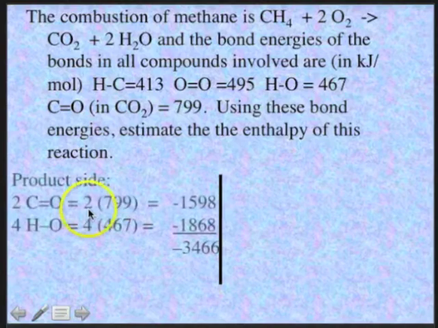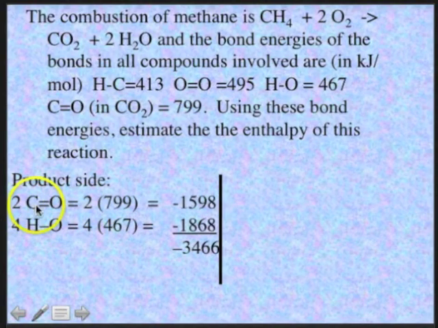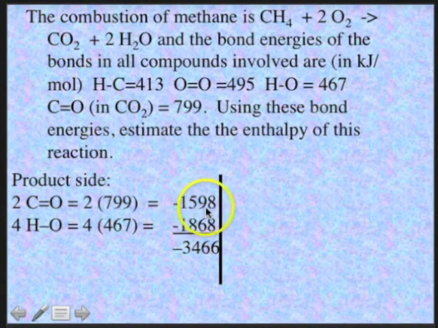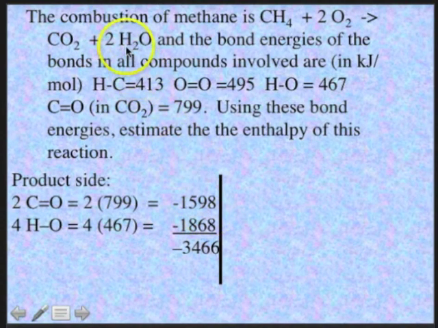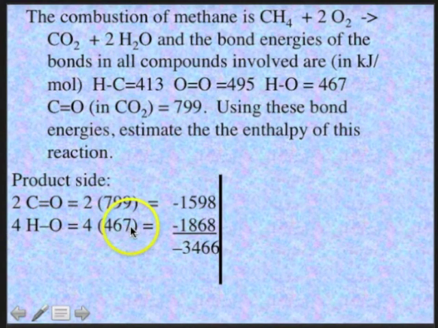Okay, here we go. We have two carbon to oxygen double bonds in the carbon dioxide. That's minus 1598 because those bonds are forming. And we have 4 moles of hydrogen to oxygen bonds. That's 4 times 467, or minus 1868, for the total of minus 3466, the exothermic process of putting all these bonds on the product side together.